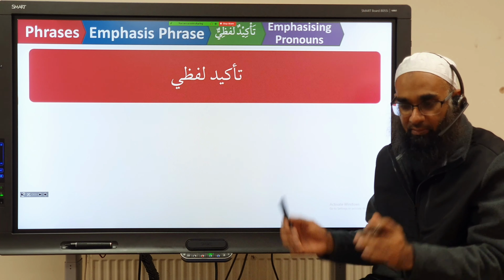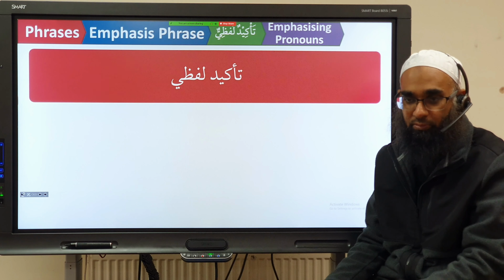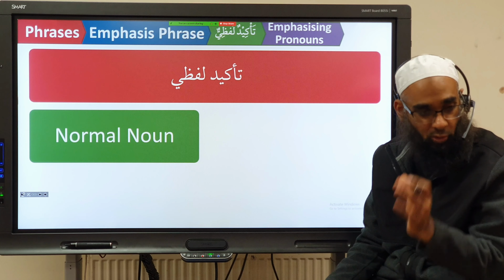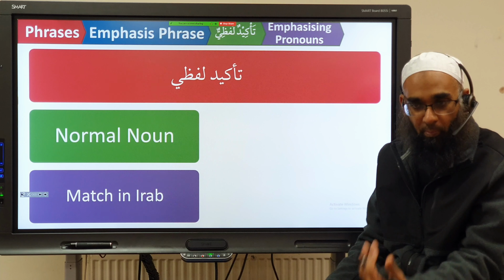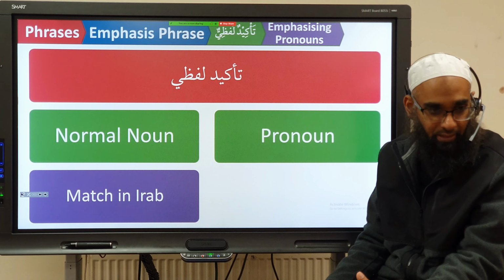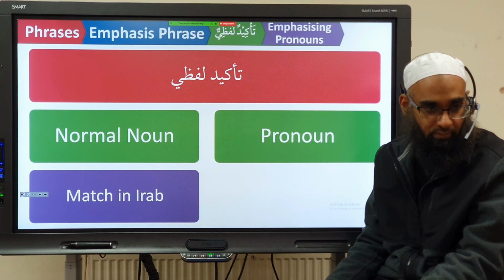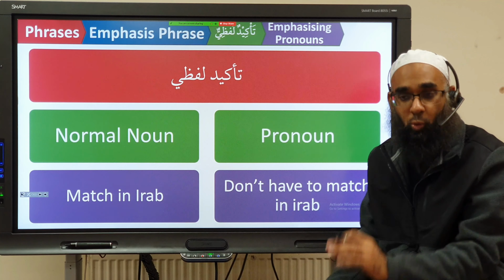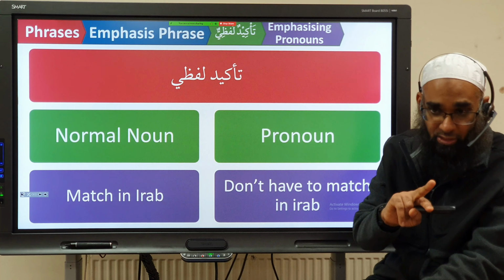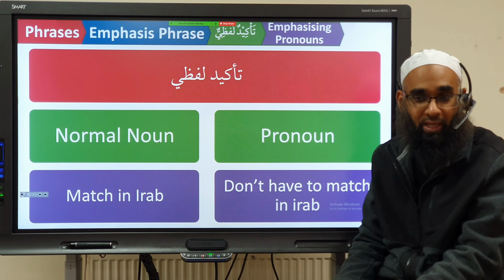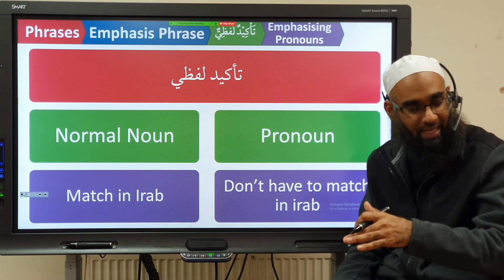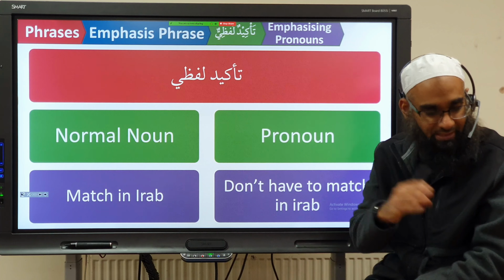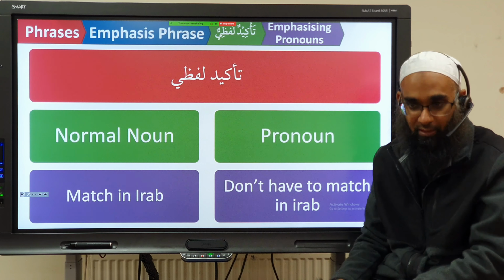So, ta'keed lafzi. What do you notice with ta'keed lafzi? You repeat the word. If it's a normal noun, they have to match in what? I'rab. If they're not normal nouns, they are pronouns, then it's a bit flexible. Yes? It's flexible in two ways. The i'rab doesn't have to match, and it's also flexible in that you can have a muttasil and munfasil. The ta'keed of a muttasil can be a munfasil. You can have it like that.